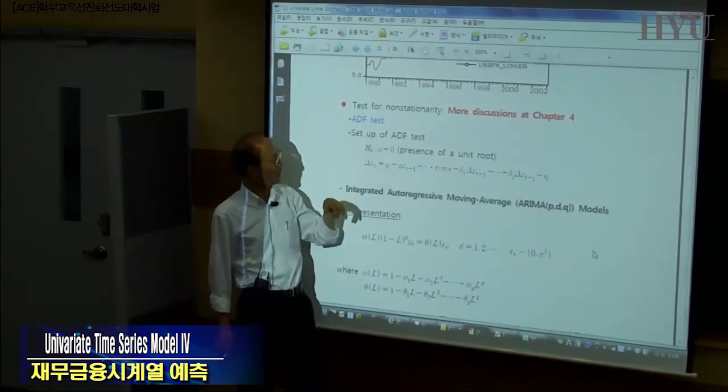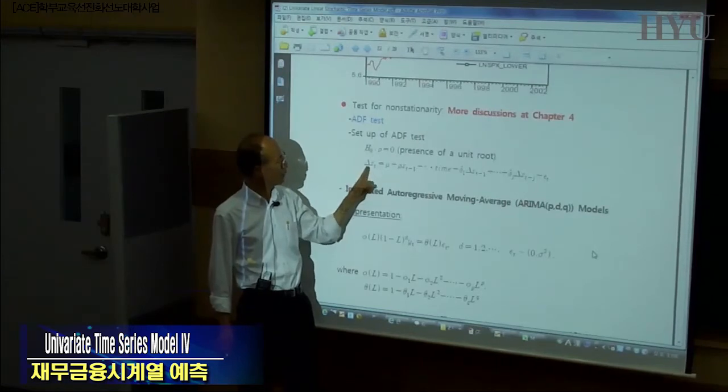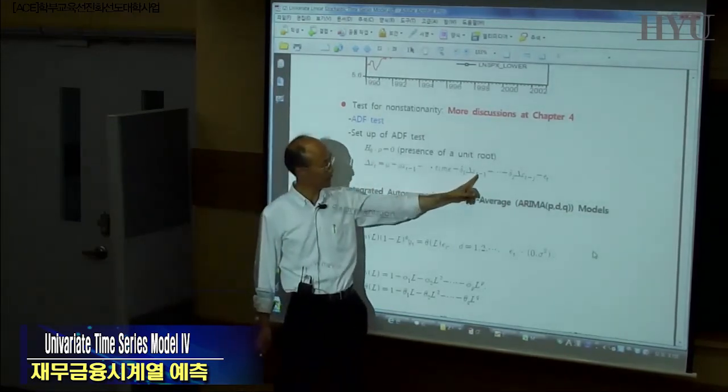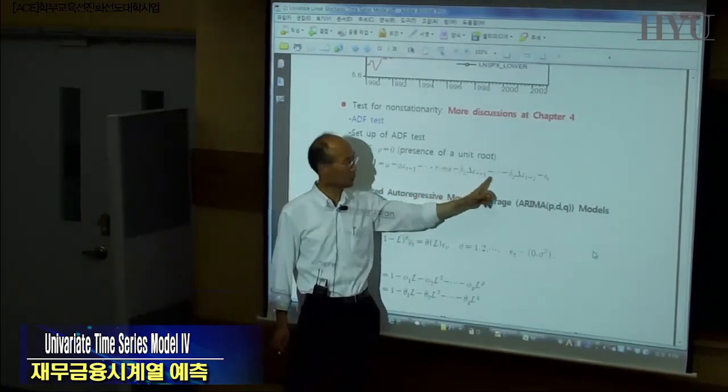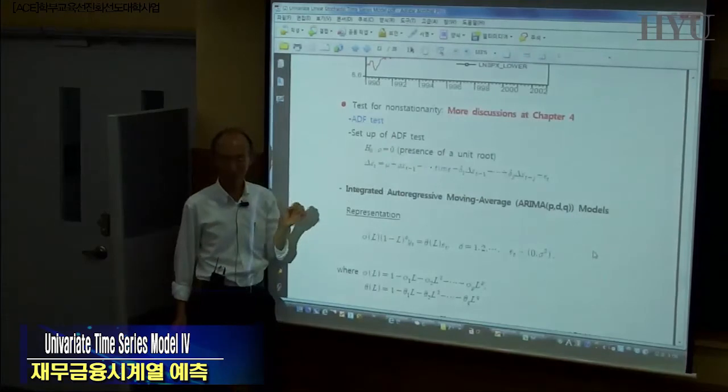But later, other time series econometricians say you better add those lagged dependent variables, up to several lags, that will make this test more stable or valid.